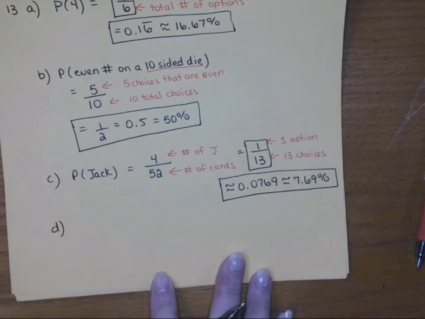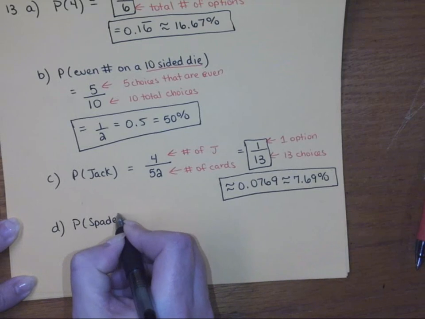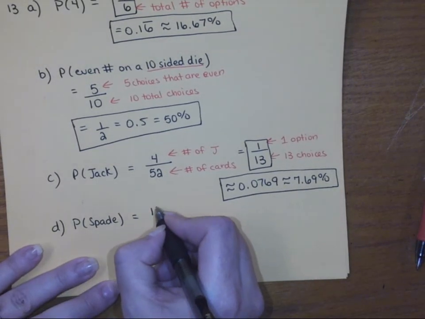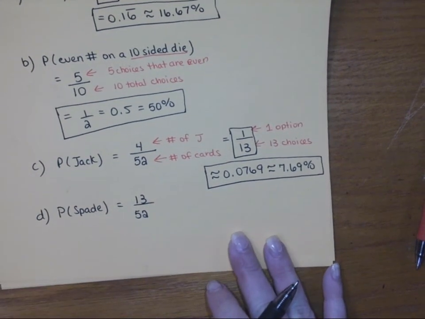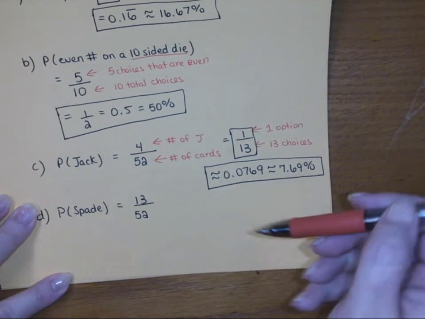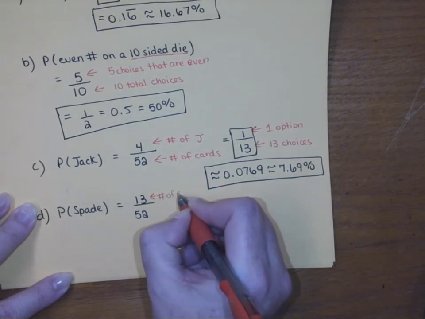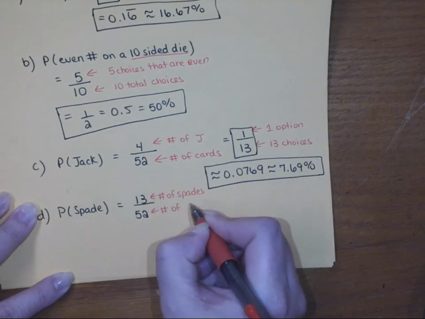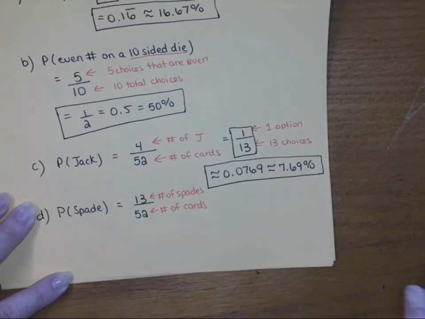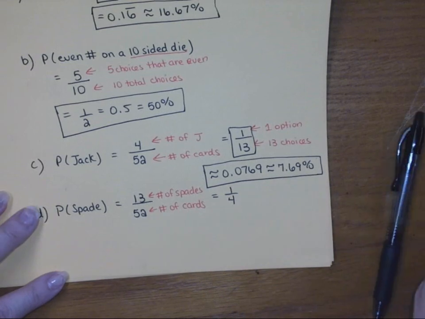Okay, so the fourth one is the probability of getting a spade when you pull out a single card from a deck of cards. There are 2 ways to look at this. You can say there are 13 spades, because there is an ace through king of spades. So notice this compares the number of spades to the number of cards. Or you could talk about what this reduces to, which is 1 out of 4.